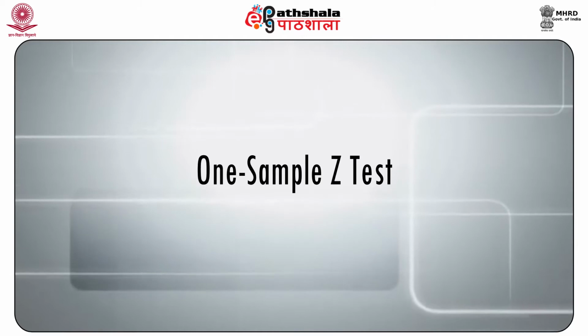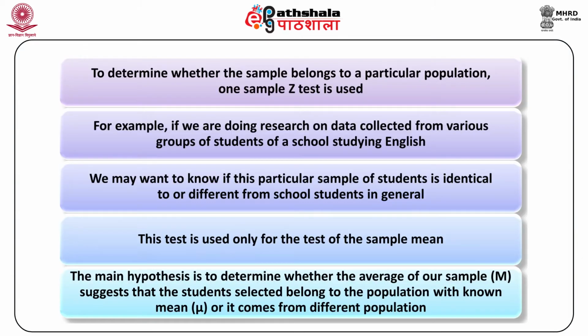One sample z-test. To determine whether the sample belongs to a particular population, one sample z-test is used. For example, if we are doing research on data collected from various groups of students of a school studying English, we may want to know if this particular sample of students is identical to or different from school students in general. This test is used only for the test of the sample mean.